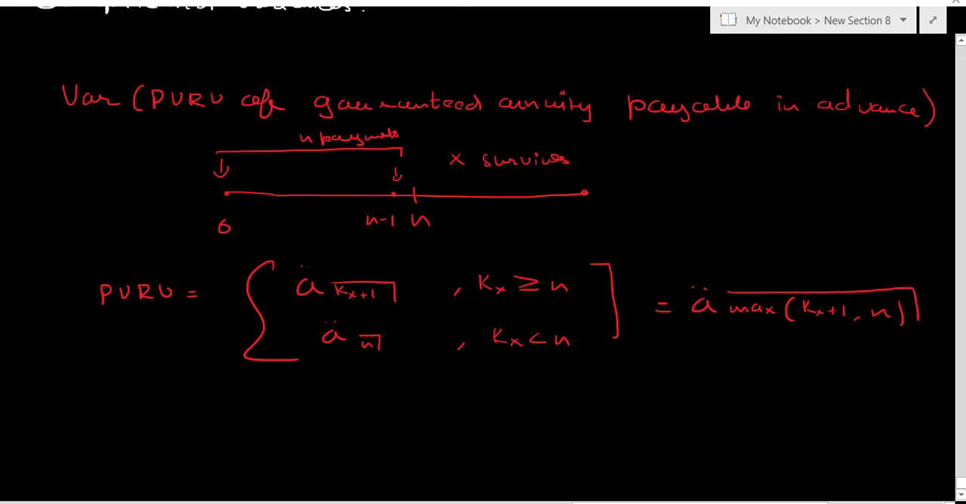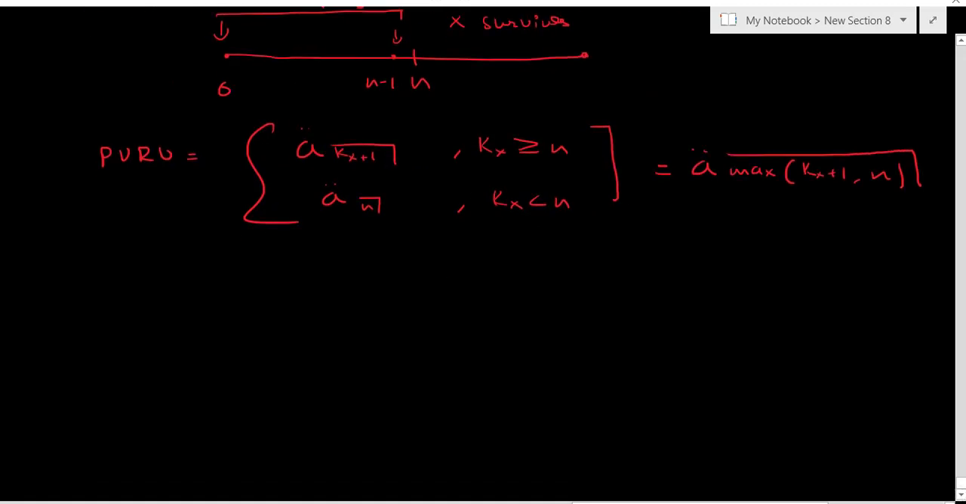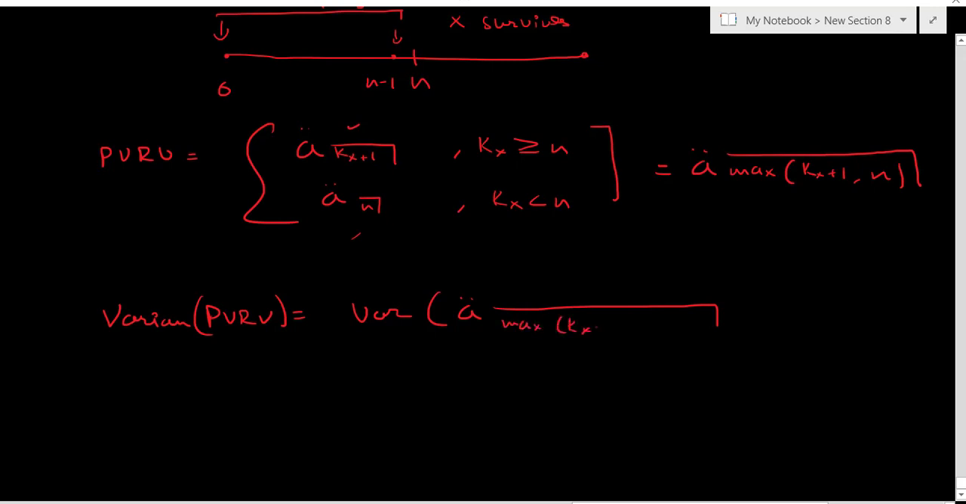So this is how I can write this. This is a-due maximum of K_x plus 1 comma n, because when n is greater we are taking a-due n, and when K_x is greater we are taking K_x plus 1. So that is how it functions. Now let's find the variance. The variance of the PVRV is basically equal to the variance of a-due maximum of K_x plus 1 comma n. This is what I have here.